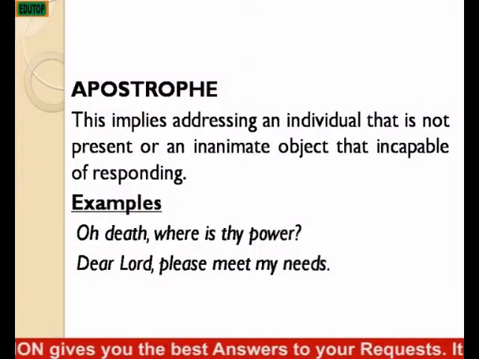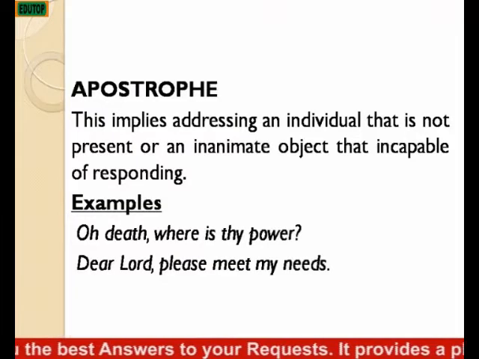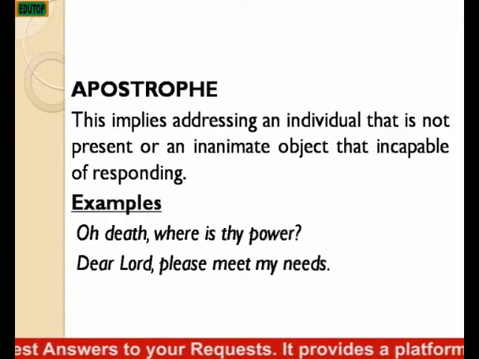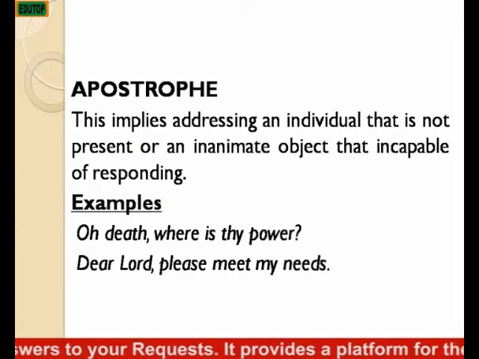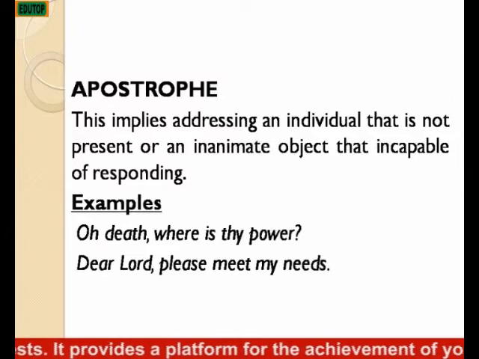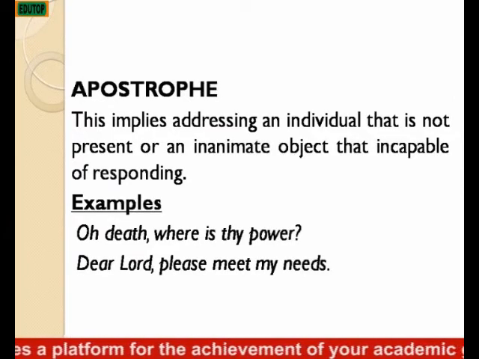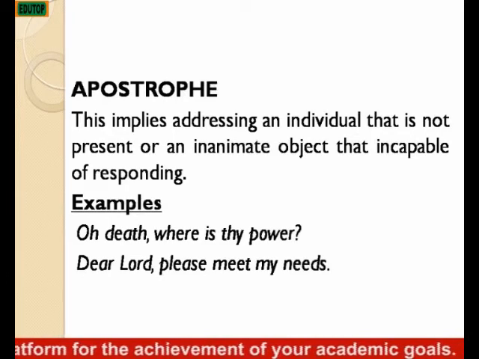We are saying that individuals that are not present, or an inanimate object that is not capable of responding, is being addressed. So under apostrophe, we say it implies addressing an individual that is not present or an inanimate object that is not capable of responding.